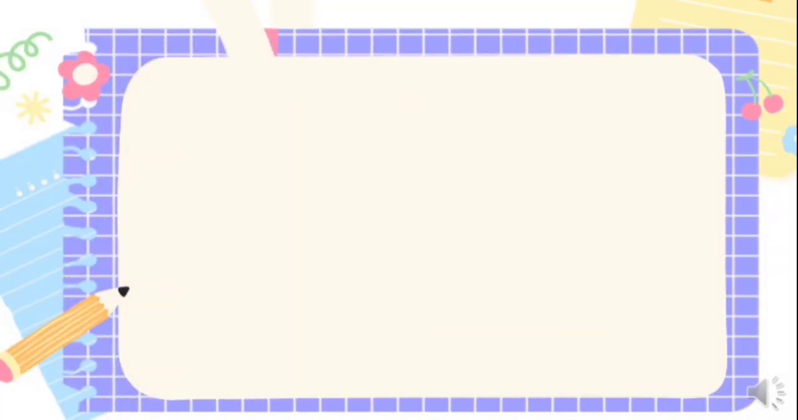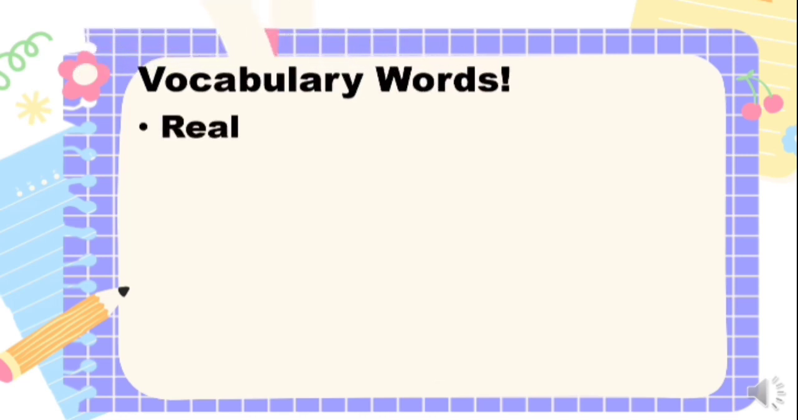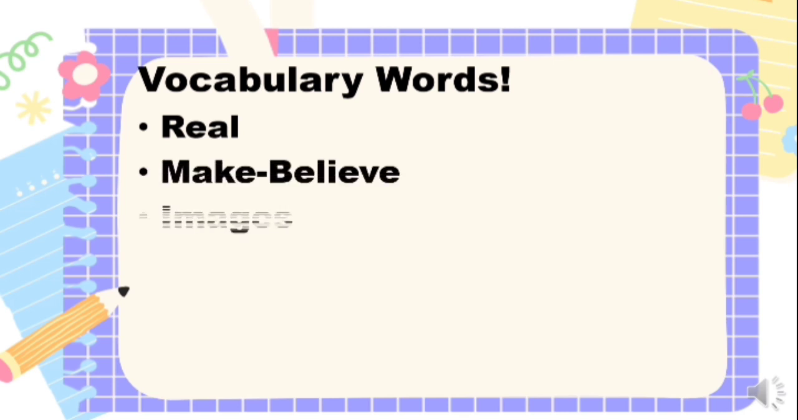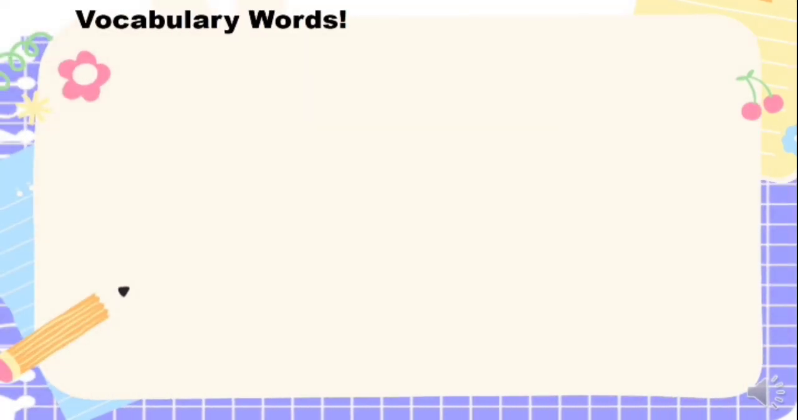Before we proceed to our topic for today, let us build your vocabulary words. So the first word is real. The next word is make-believe. The third word is images. Fourth, educate. Fifth, entertain. And the last but not the least, persuade. So what are the meaning of these words? We will encounter these words during the discussion.